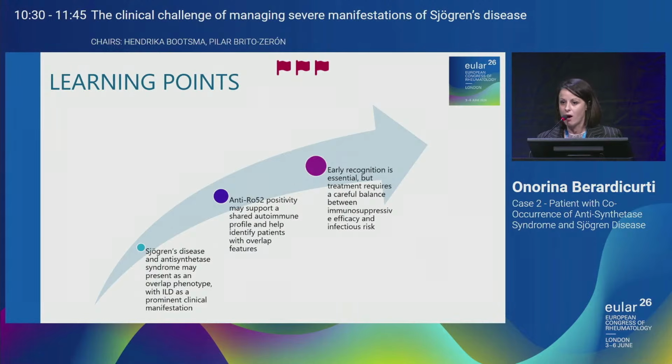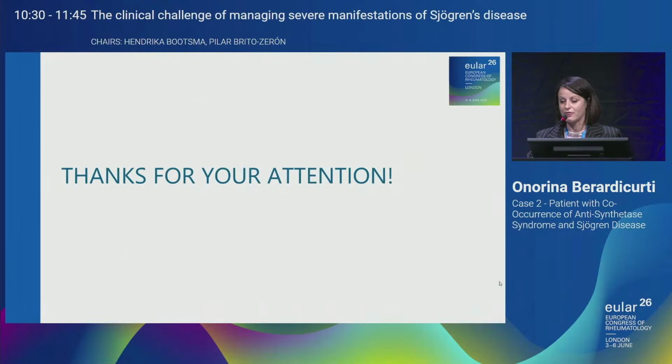So the presence of these antibodies in different autoimmune conditions with the same clinical manifestation may underlie shared alterations in autoimmune pathways and could help us identify this possibility in different patients. And the early recognition of rapidly progressive ILD is essential, but treatment requires a careful balance between immunosuppressive efficacy and infectious risk. And now I want to thank you for your attention.